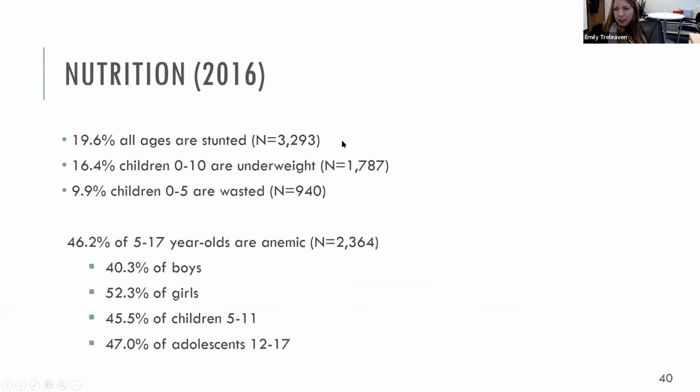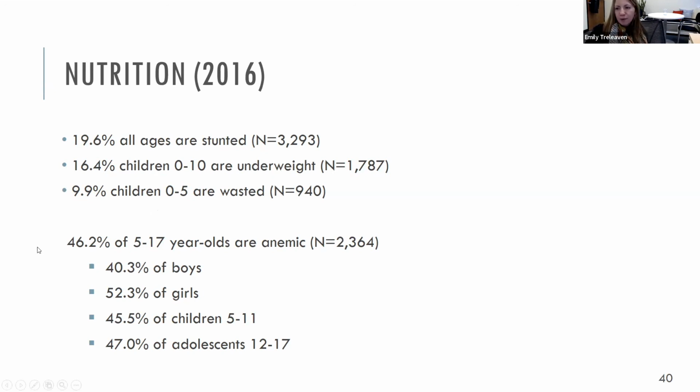Turning to our nutrition indicators, we measured height and weight among all children ages 0 to 17, but following conventions, we don't estimate each nutritional indicator for all ages. Stunting, or chronic undernutrition, is measured among children of all ages, and just under 20% of the sample was stunted. Underweight is measured among children under 11, and about 16% of our sample is underweight, which is an indicator of both chronic and acute malnutrition. And then acute malnutrition, or wasting, is only measured among children under 5, and just under 10% of our sample was acutely malnourished in 2016.